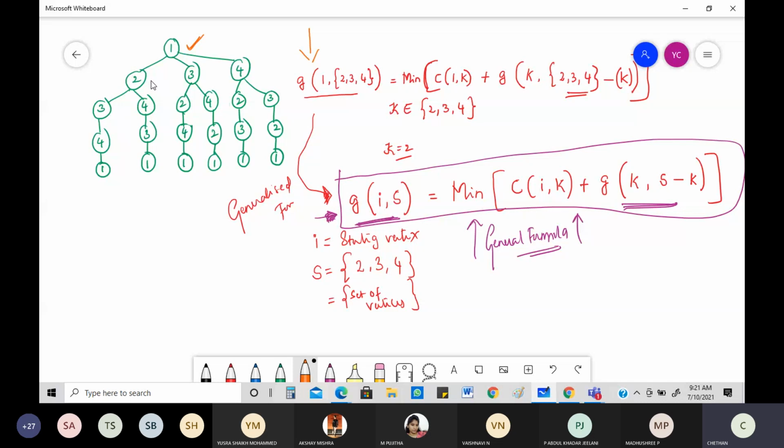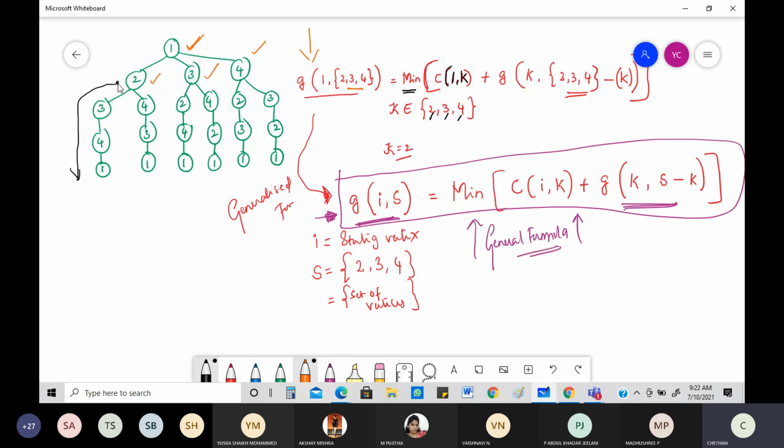Then what is the next thing? The formula clearly says you are going to pick among these 2, 3, 4 the one which will have the minimum cost. So for that, what you see is cost of 1 to k. What is this k? K can take either 2 or 3 or 4. Cost from 1 to k, so it is 2, 3, 4. And the cost from k. What is the meaning of that? If you take 2, what is the cost from here to down? If you take 3, what is the cost from 3 to downside? That you need to figure out like this.